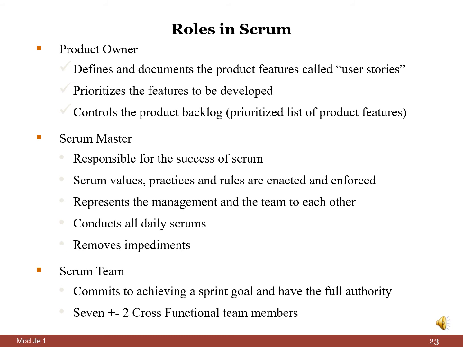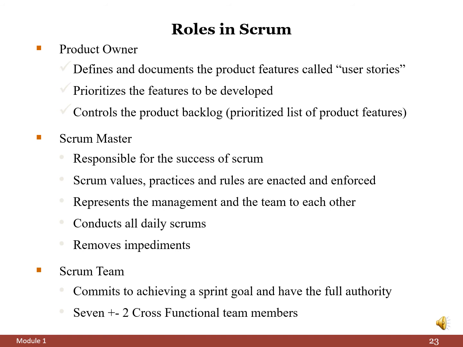Roles in Scrum. The first role in a Scrum is a product owner. A product owner defines and documents the product features called user stories. He prioritizes the features to be developed. The product owner controls the product backlog, meaning the prioritized list of product features.